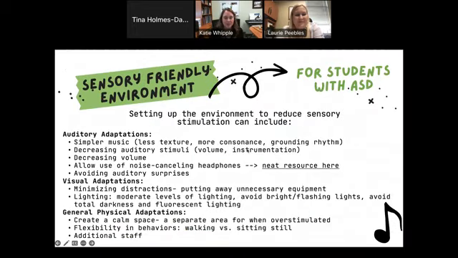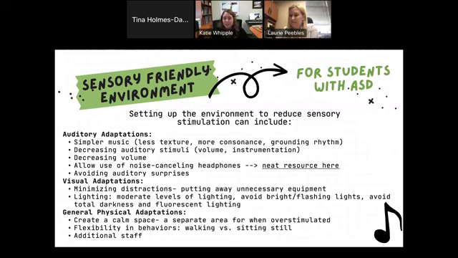So how do we set up an environment where we can try to accommodate this? There's a couple of different things that we can do with our students with autism who might have some sensory processing dysregulation. For auditory adaptations, we can think about simpler music, less texture, more consonance, maybe using music that has more grounding rhythm to it. We might need to decrease the auditory stimuli overall, so being aware of how loud we're being and the different types of instrumentation. We might want to just decrease the volume overall.